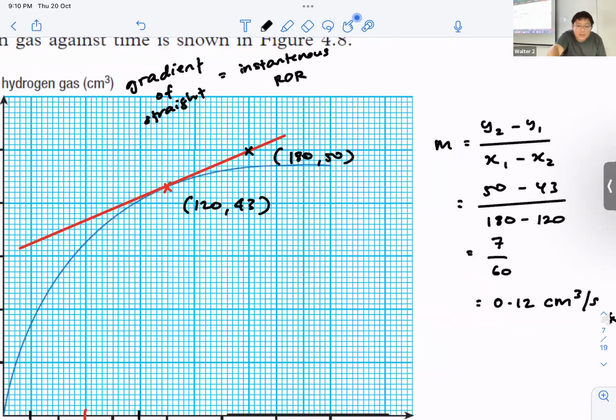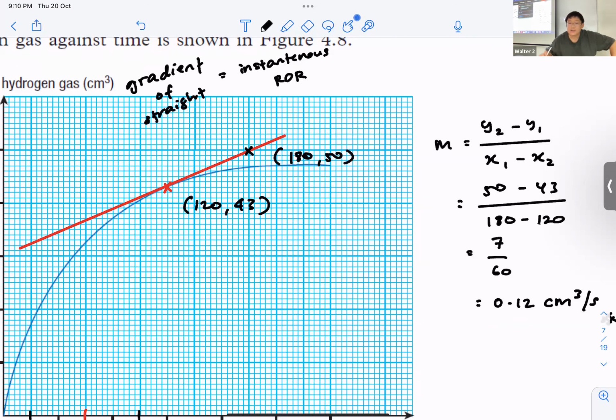Anyone else with different answers? Let me share with me. I'll let you know what's correct or wrong. 0.09 is too low. Not acceptable. 0.1375 rounded off is 0.14. Slightly too far away. All right, try to adjust your line a bit. If you get a different answer, way off like 0.11, try to redraw your line, okay?